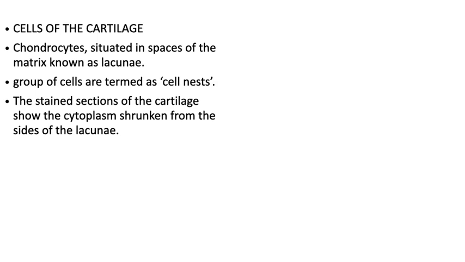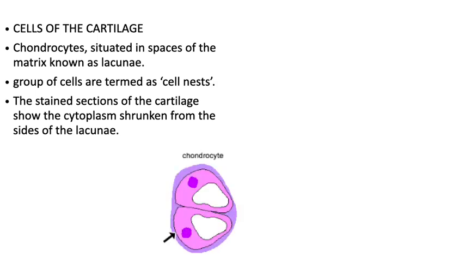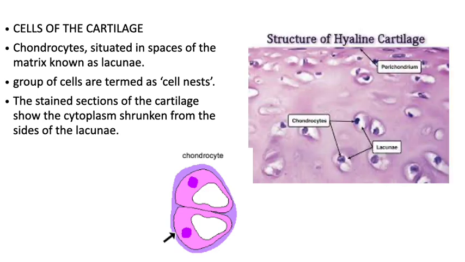When the cells lie together, they are known as a cell nest. The cells, as we said, are D shaped. If you can see here again the same picture I am showing, the flat surfaces are opposing each other and the chondrocytes are lying close to each other. This is the lacuna, you can see, because of the shrinkage of the cell. In any slide, when you see a prominent nucleus and lacunae, it means it is a slide of cartilage.